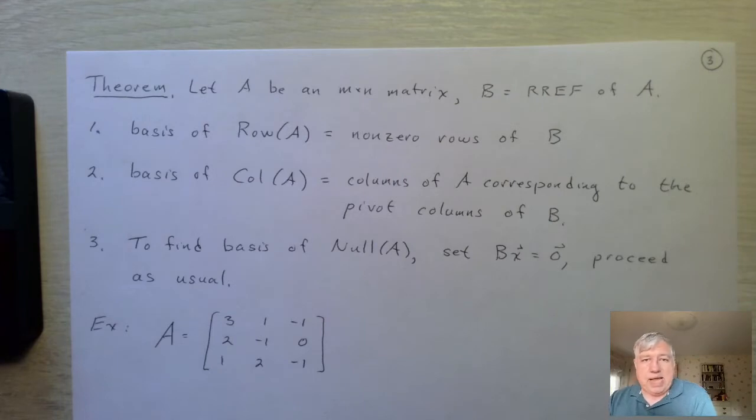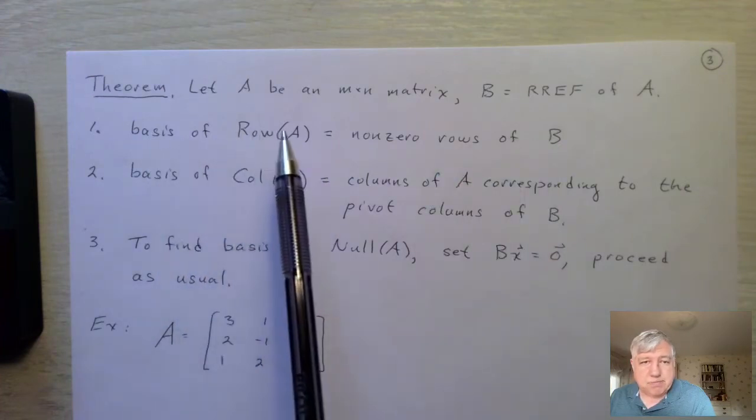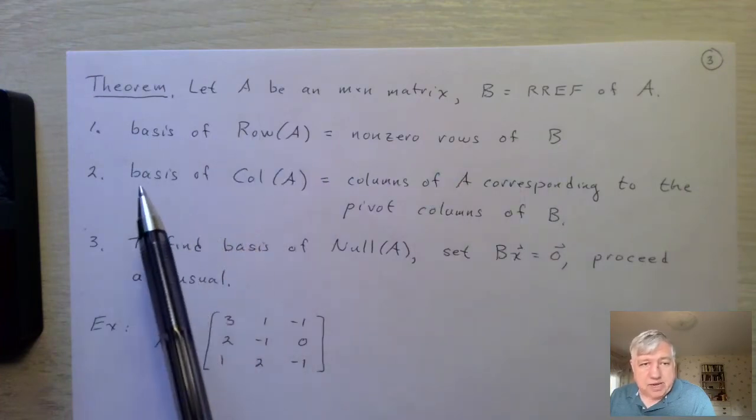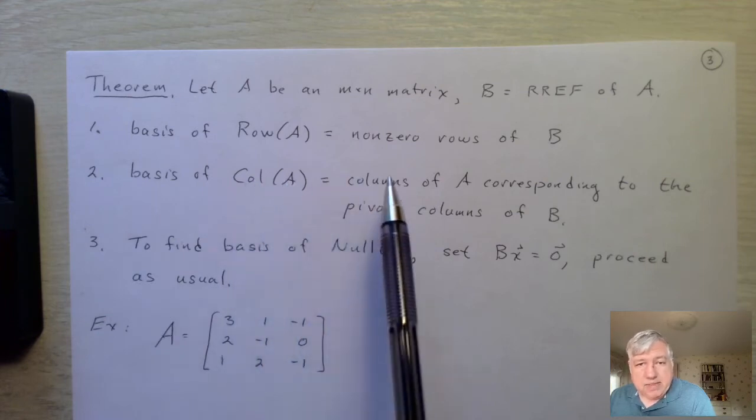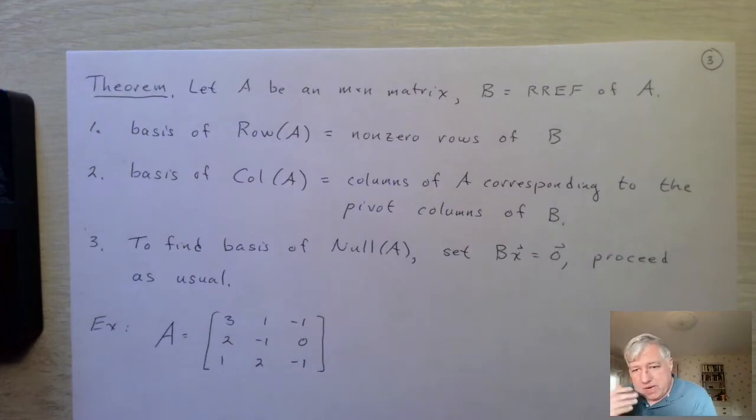So if A is an m by n matrix and B is the reduced row echelon form of A, then we can take the non-zero rows of B to be the basis of the row space of A. To get a basis of the column space of A, we take the columns of A corresponding to the pivot columns of B. Remember, the pivot columns are the columns with the pivots, the leading ones, in them. So if the pivot columns are the first, second, and fourth columns of B, then we would take the first, second, and fourth columns of A, and that would be the basis of the column space.